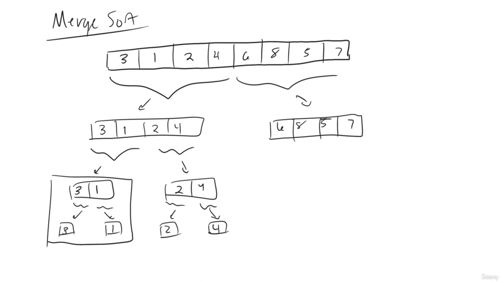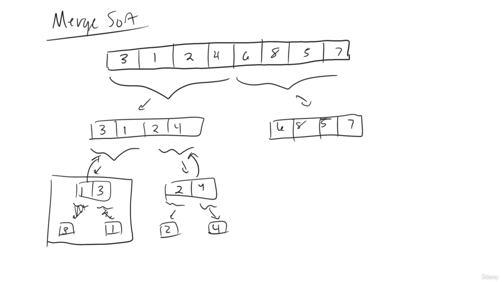And if we can swap, then we can change this list to be equal to 1 and then 3. Let me do some erasing here. I'm going to redraw this. This is an easy one to do, 1 and 3. We're just going to resort it, and then we're just going to return it up. And then these right here, they're in sorted order, and so no need to do any swapping. We're going to return that back up.